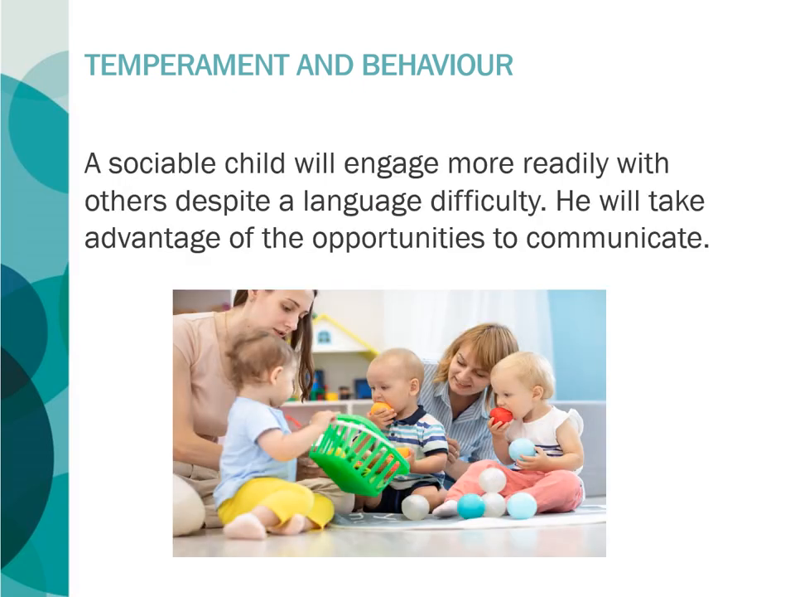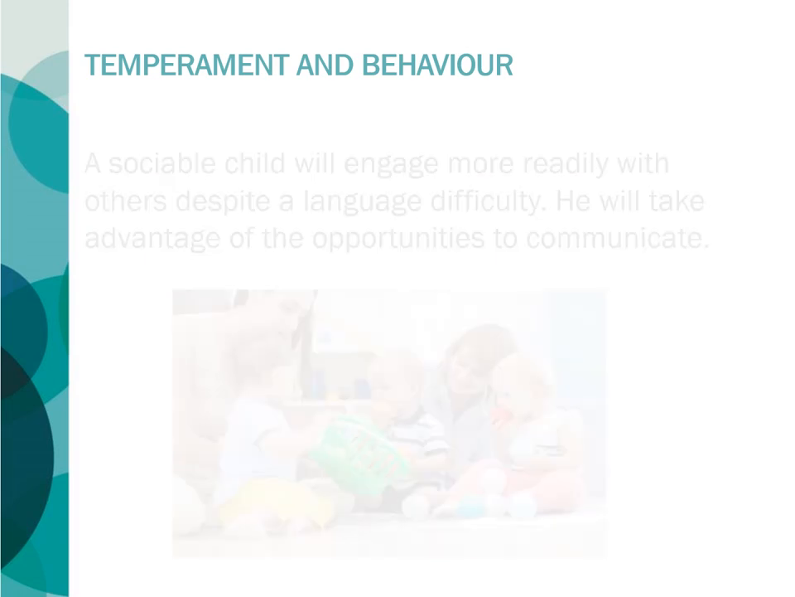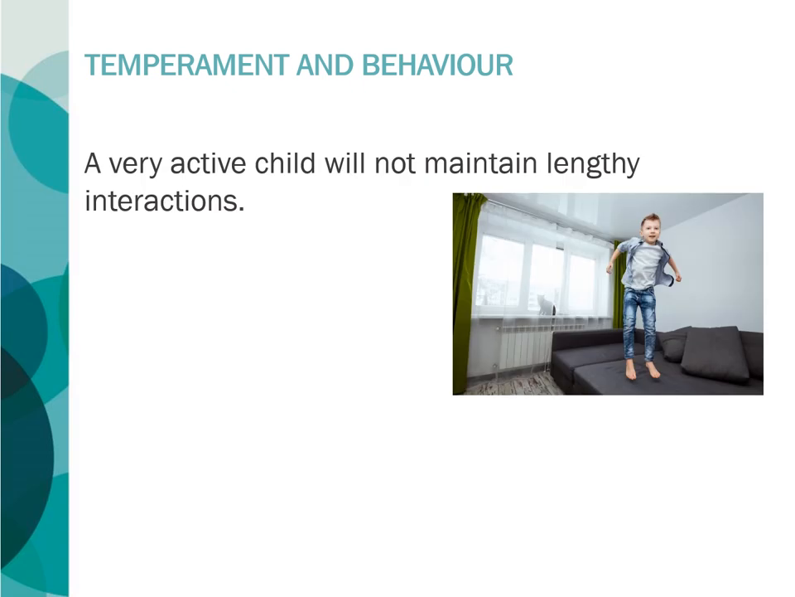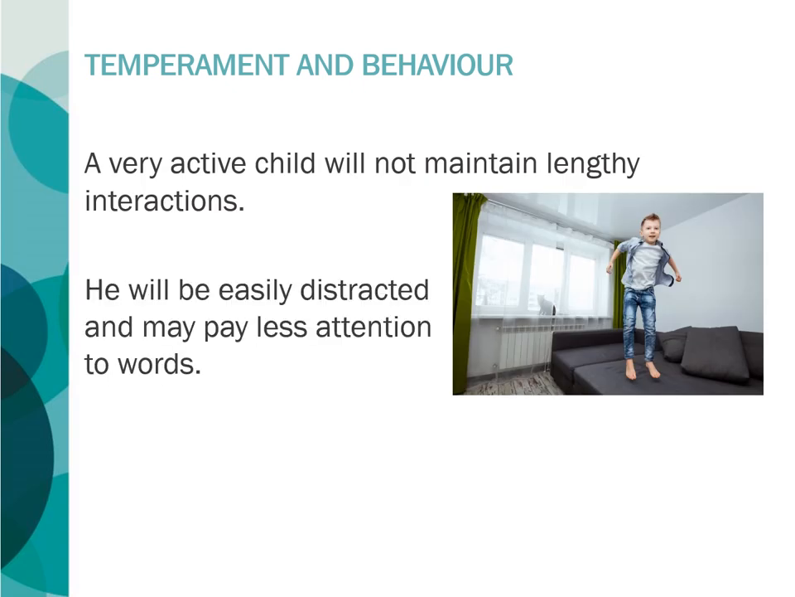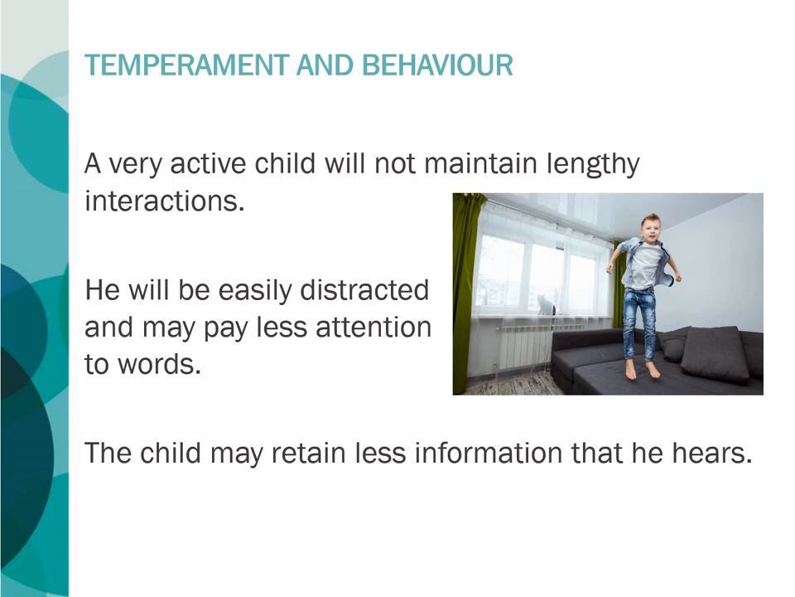A child's temperament and behavior can have an impact on his language development. A sociable child will engage more readily with others despite his language difficulty. He will take advantage of the opportunities to communicate. A very active child will not maintain lengthy interactions. He will be easily distracted and may pay less attention to words. The child may have a harder time retaining the information he hears.